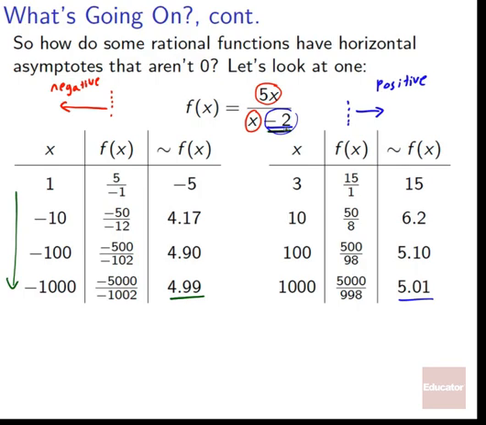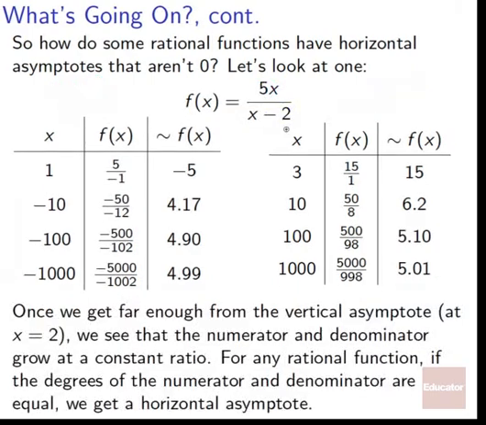It's going to get really, really, really close until we're now dealing with numbers like 5.00000001, right? And so on and so on. We'll be able to get to any arbitrary closeness we want as long as we look at x large enough. Once we get far enough from the vertical asymptote at x equals 2, we see that the numerator and denominator grow at a constant ratio, 5x and x.